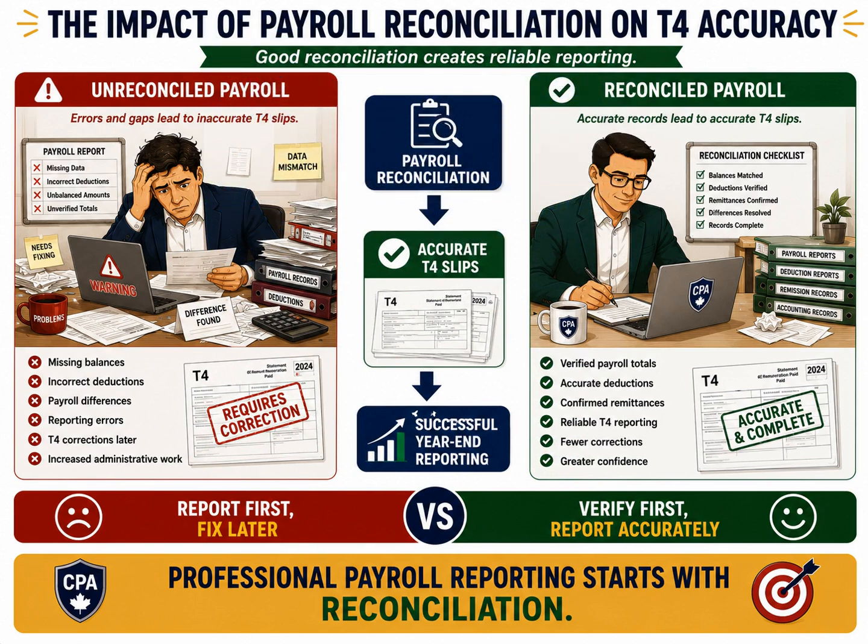That is why the final message on the slide is so important. Professional payroll reporting starts with reconciliation, not with T4 preparation, not with form printing, not with year-end filing. It starts with making sure the underlying payroll records are correct. The key lesson from this slide is simple. The most accurate T4 slips are produced when payroll records have already been reconciled, verified, and confirmed. When professionals take the time to reconcile first, reporting becomes easier, cleaner, and more reliable. And that is the foundation of successful year-end payroll administration.